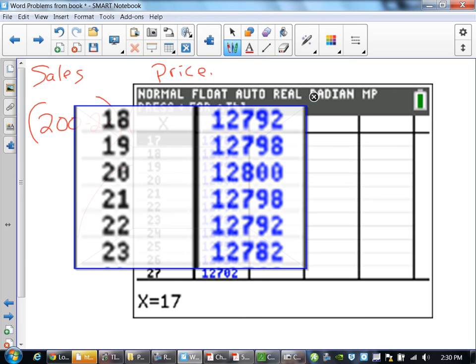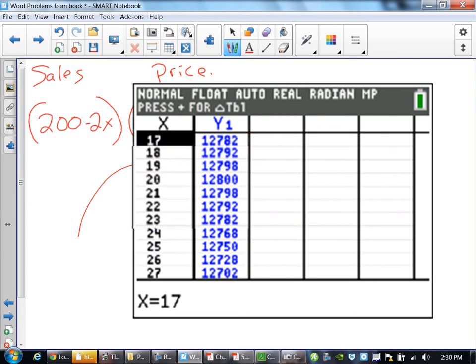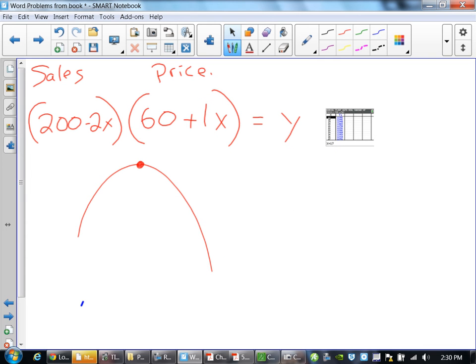Notice you have symmetric twins. See how at 19, 12,798, and 21, 12,798; at 18, 12,792, and 22, 12,792. They're symmetrical about that value. Therefore, the 20 is the x coordinate of the vertex, which means at this point it's 20, comma, what was the y coordinate, guys?